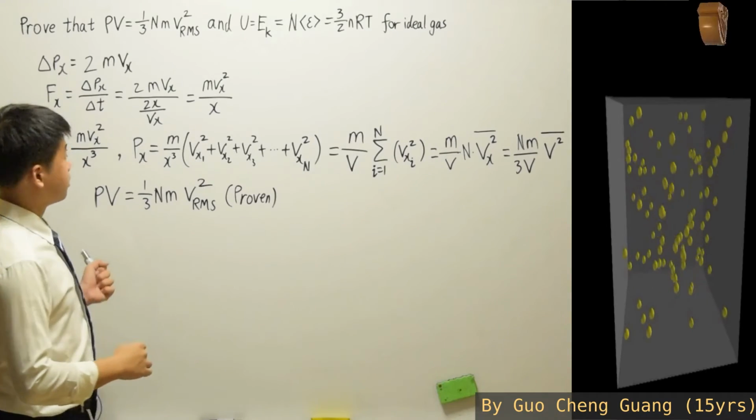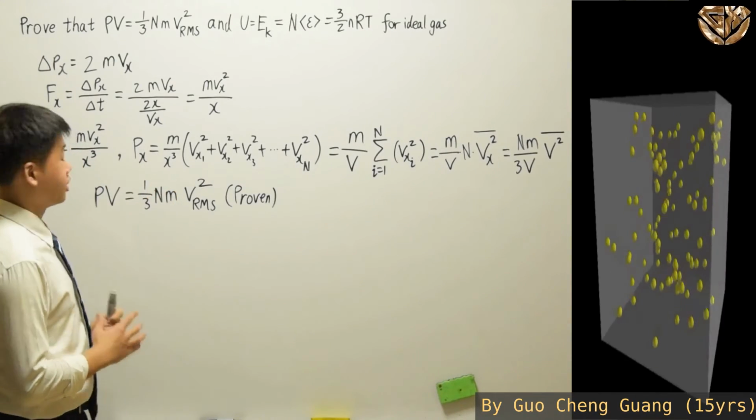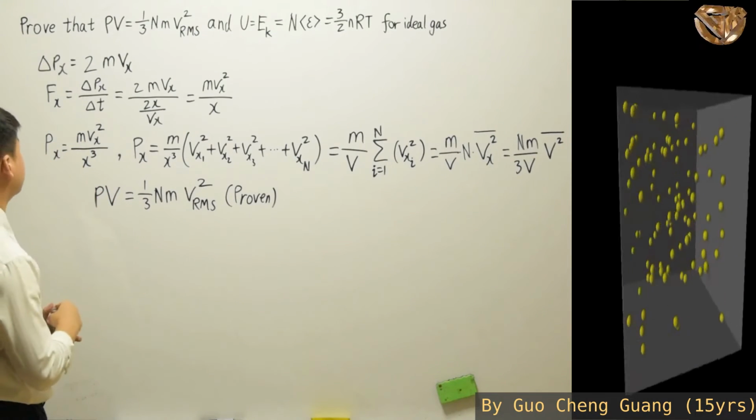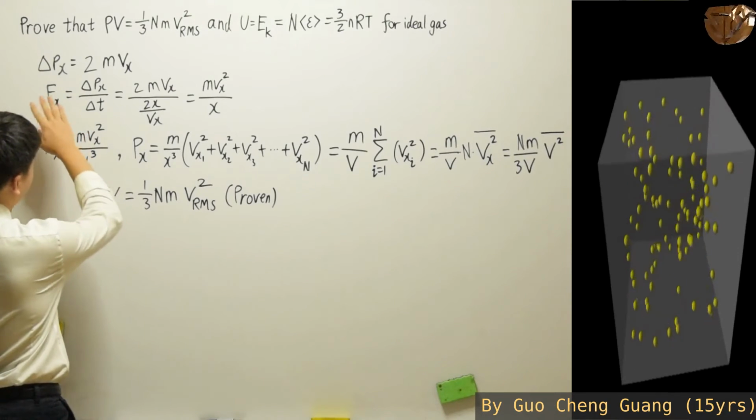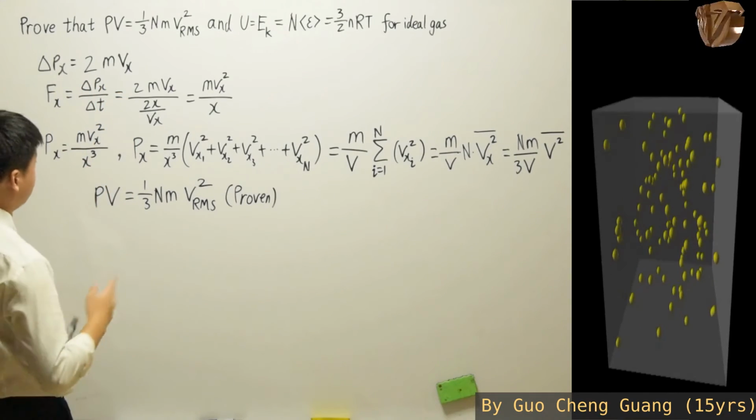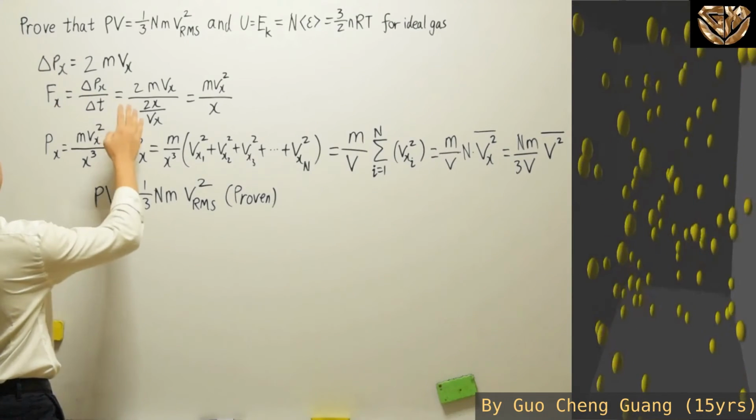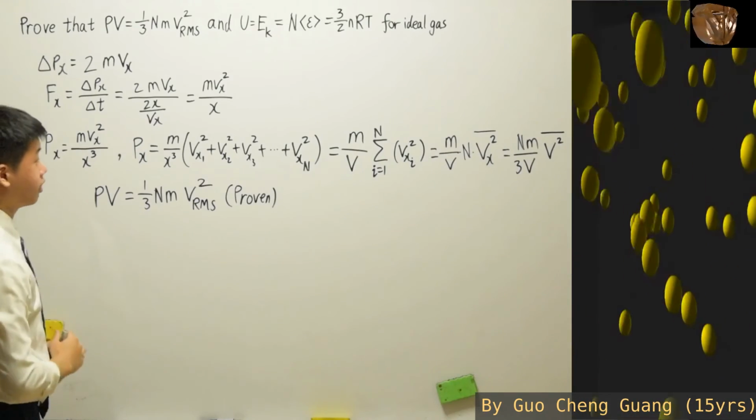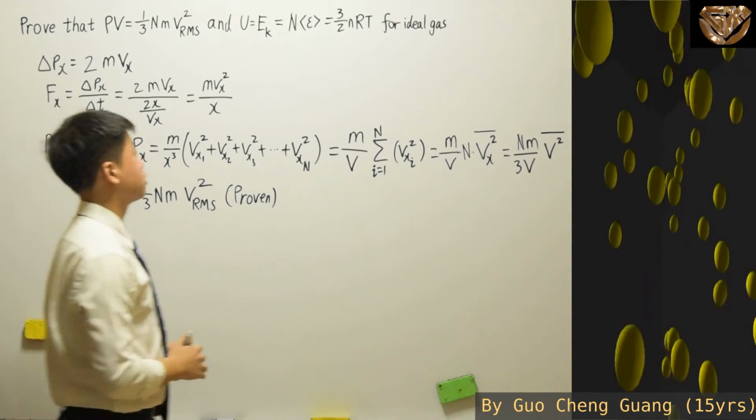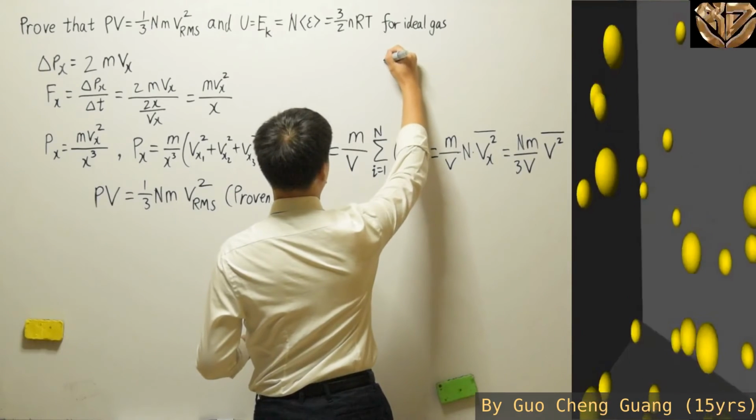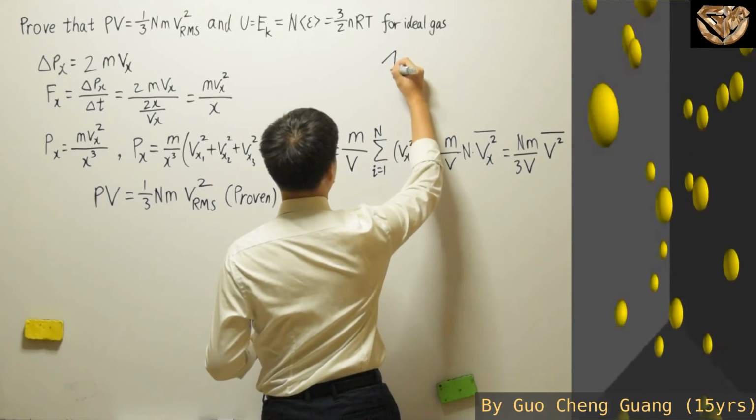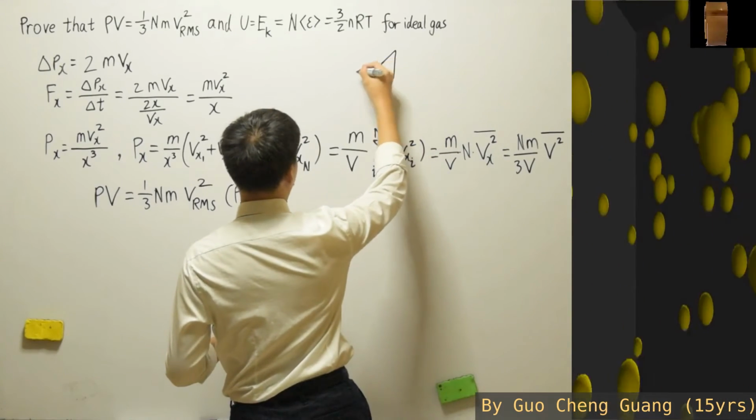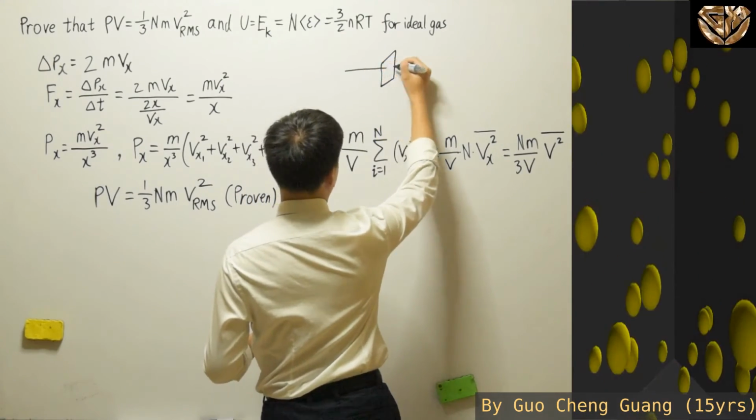Alright, now let's say what we just had in a nutshell. So you started from your difference in momentum. So difference in momentum, you have a value since you have an elastic collision. And using that value from your change in momentum, you can find the force in the x direction. So this force, let's say you have this plane over here. Alright, and you hit it.